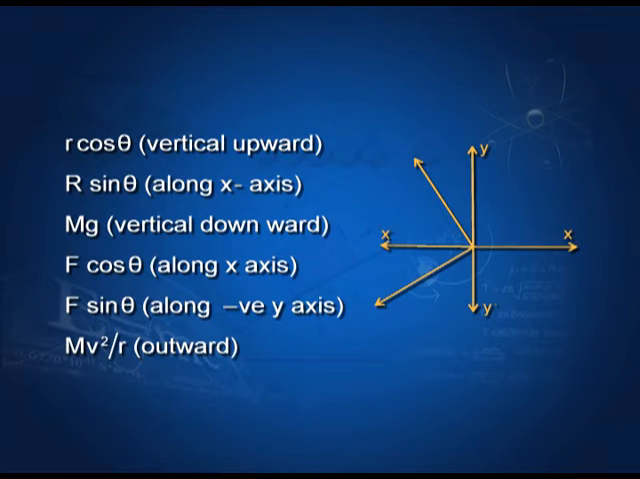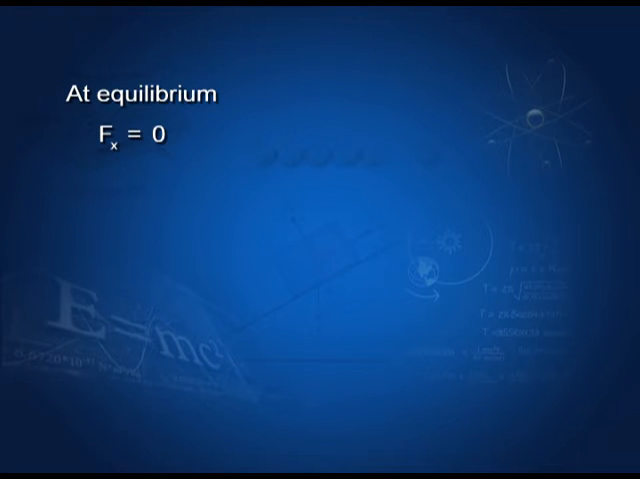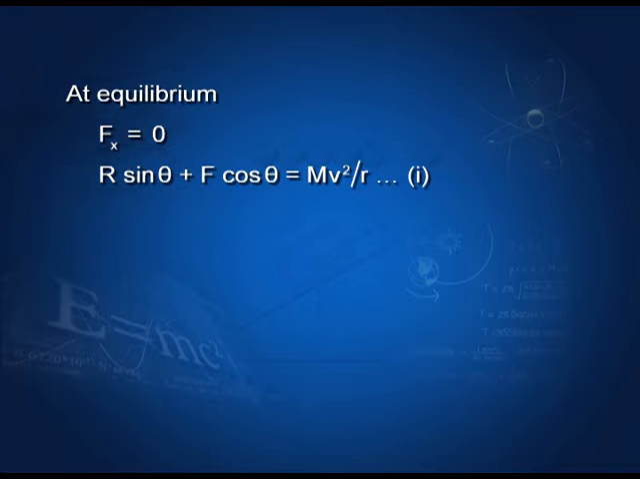Pointing all these forces on the free body diagram acting at a single point, we get the situation. At equilibrium, net force along x axis is 0, so F x is equal to 0. Substituting all the values, we get R sin theta plus F cos theta is equal to mv square upon r. Say this is equation number 1.